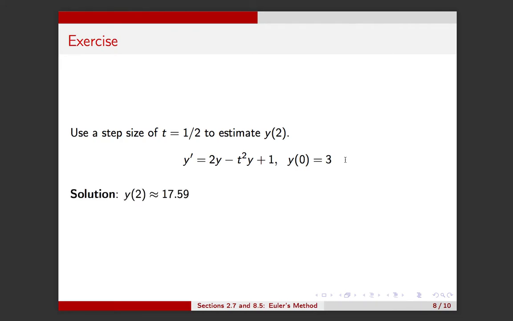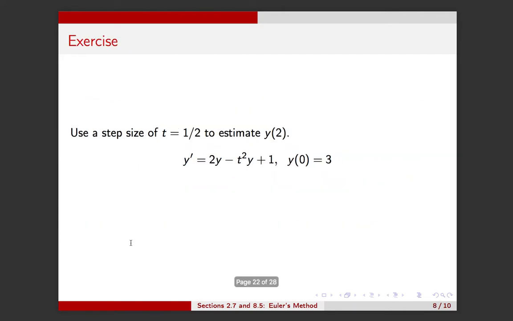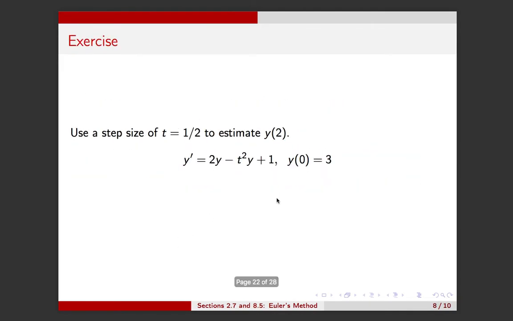It's about 17.59. It should have taken you 4 steps to do this, moving from time 0 to time a half, from a half to 1, from 1 to 1.5, and then finally from 1.5 to time 2. That would let you estimate. So in other words, you're doing this process here, but you take it 1 step farther than I did. You move to t equals 2, and once you move to t equals 2, you can read off the y value. And that y value should have been 17.59.